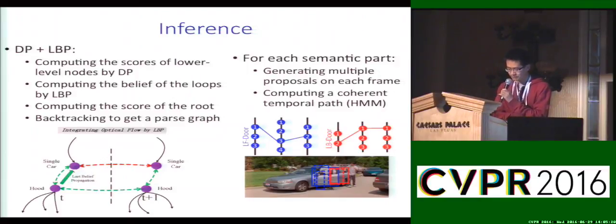Here, each stick denotes a frame, and the circle denotes part proposals. So we want to find a coherent path across these frames.